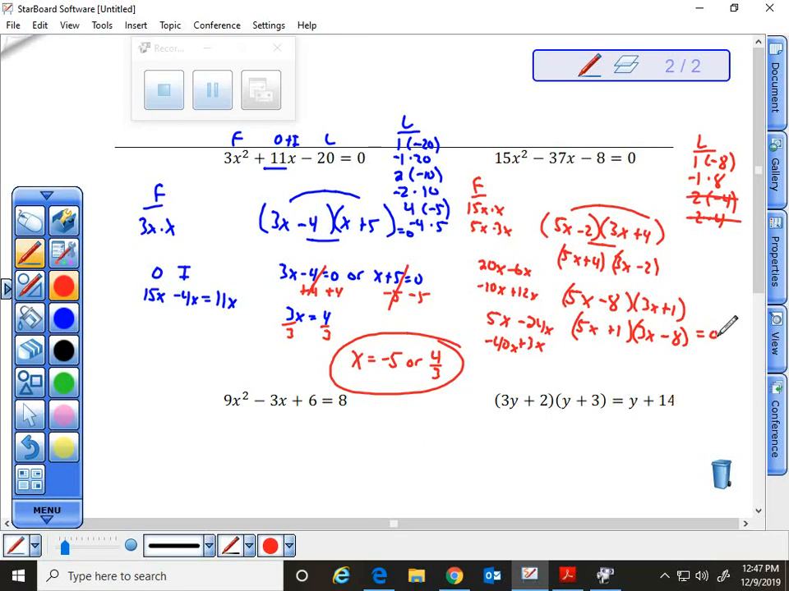So you're not even done with this yet. You have to go 5x plus 1 equals 0, or 3x minus 8 equals 0. Solve them separately. So subtract 1 to both sides, so 5x equals negative 1, and divide by 5. And then add 8, and 3x equals 8, divide by 3. So for this one, looks like my answer is x equals negative 1/5 or 8/3.